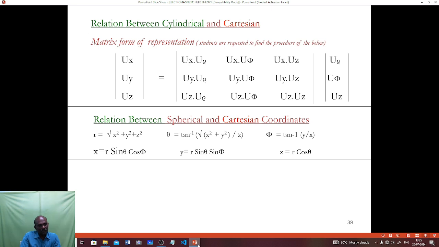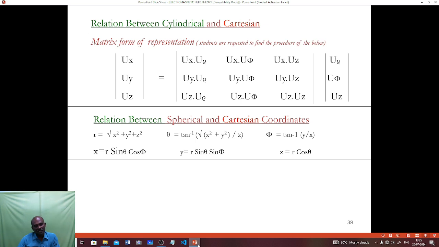R is equal to the root of x square plus y square plus z square. And x can be found from the spherical coordinates. X is equal to r sin theta cos phi. Then theta, the spherical parameter, can be found from the Cartesian parameters. Theta is equal to tan inverse of root of x square plus y square by z.